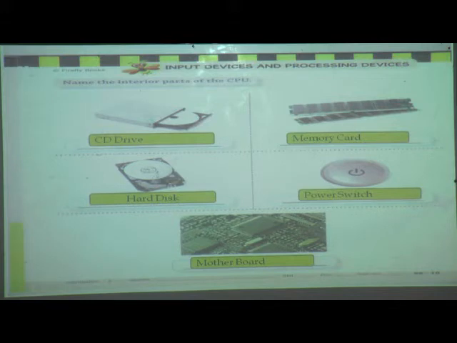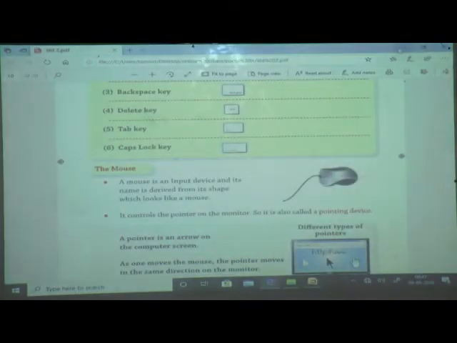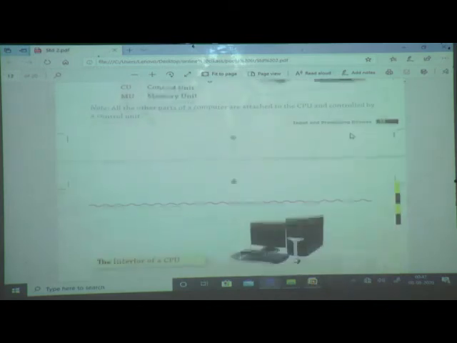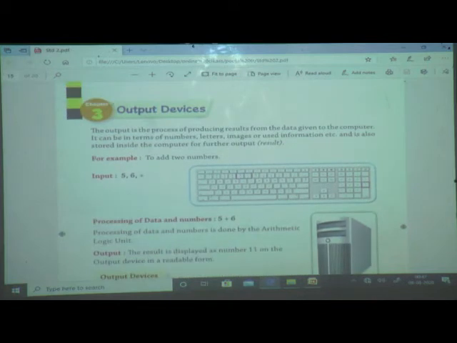Everyone understand? Good. Now we will see our lesson number 3. What is the name of this lesson? Output device. What we have studied in lesson number 2? Input and processing device. Now we will see output device, where we can see the output device and what is the use of output device.